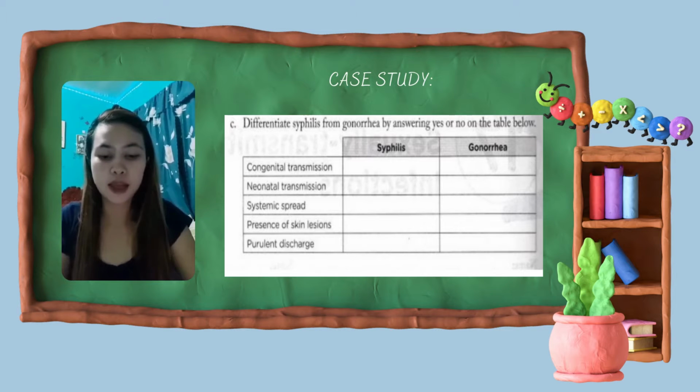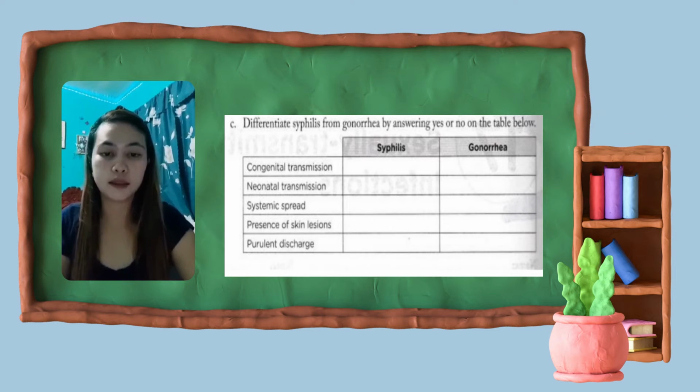In systemic spread, the answer is both yes, because the bacteria will spread in the bloodstream. In presence of skin lesions, the answer is both yes. Purulent discharge, the answer is both yes. In syphilis, they usually appear within 4 weeks of exposure, and it is a yellow-green vaginal discharge. And in gonorrhea, a purulent infection caused by Neisseria gonorrhoeae, it is a greenish purulent discharge.